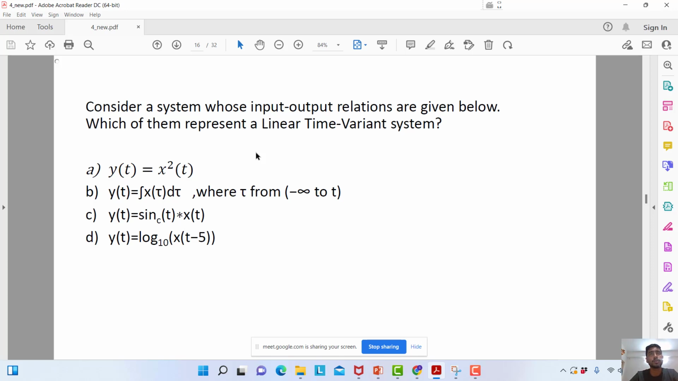Next question is based on signals and systems. We have four options. Consider a system whose input-output relations are given below. This is the input and that's the output. Which of them represents a linear time variant system? So we have to check the linearity and time variance. Okay, guys, please try.